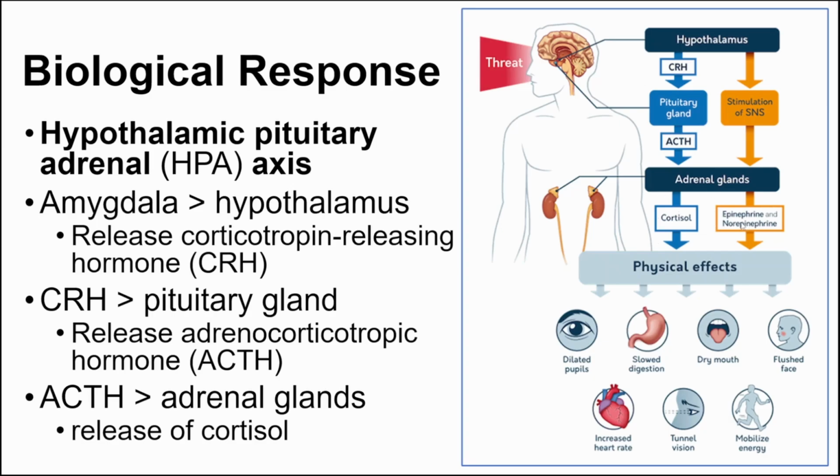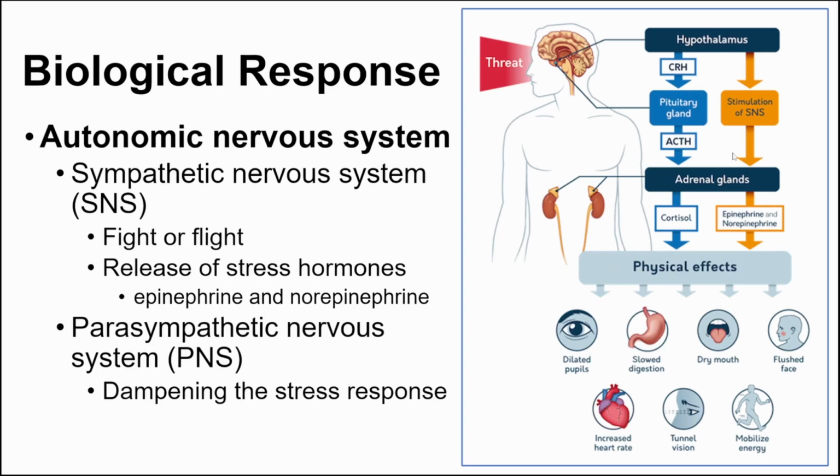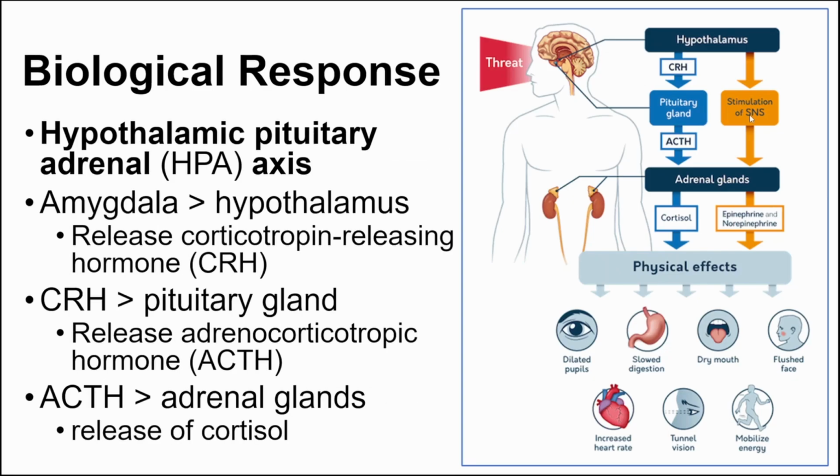They're going to ramp up our system to prepare for that stressor, but one is just going to be triggered more directly by our sympathetic nervous system. Whereas the other is going to take a more roundabout route with hormones. But all of these lead to that activation that's going to produce some physical effects within our body that prepare us for a potentially threatening scenario.